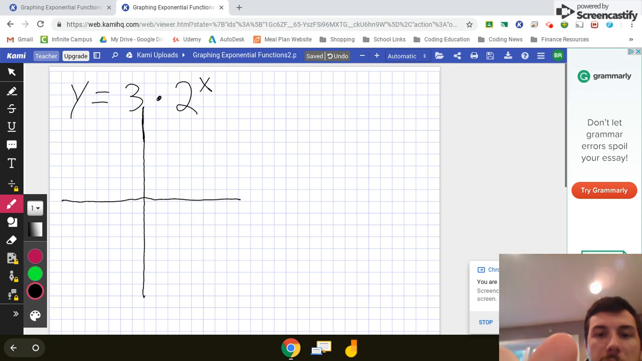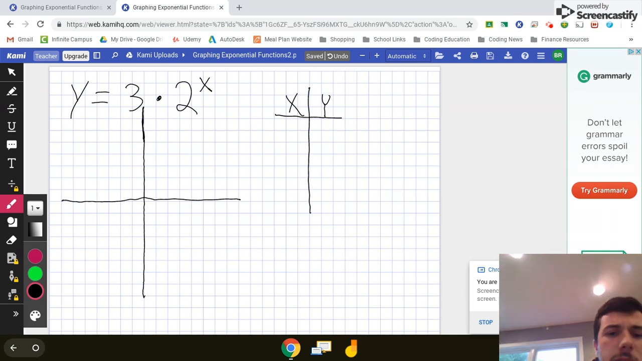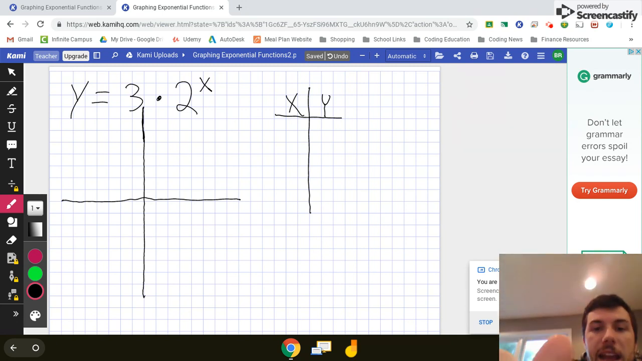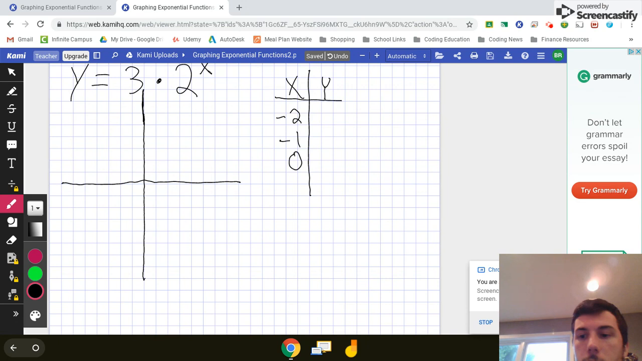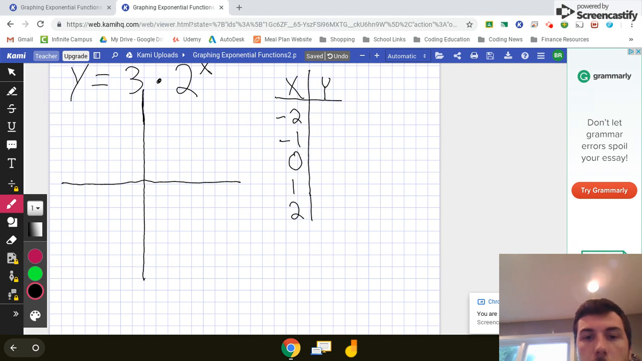Here's my table of values for this problem. We've got x and we've got y. Let's think about some numbers that would work well for our graph. We need some negatives, so let's do -2 and -1. We definitely need to include 0. That's very important here. Then we should also pick +1 and +2. My suggestion is I would definitely pick -2, -1, 0, 1, and 2, unless something happens when we plug those numbers in.